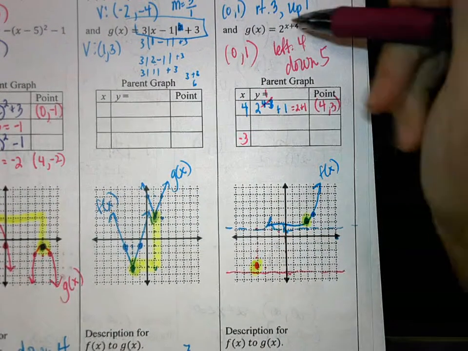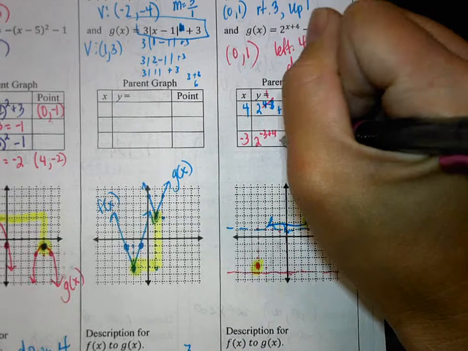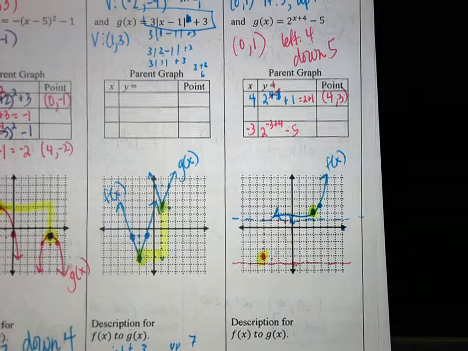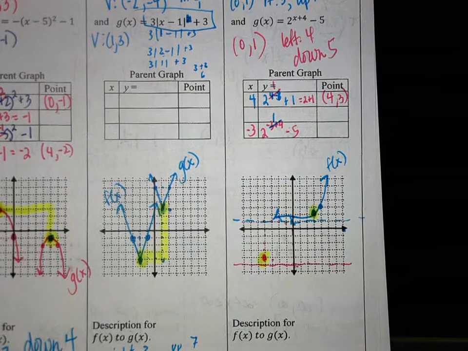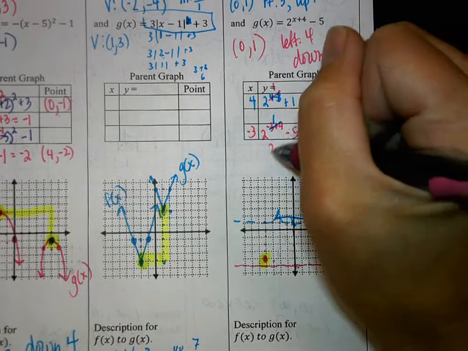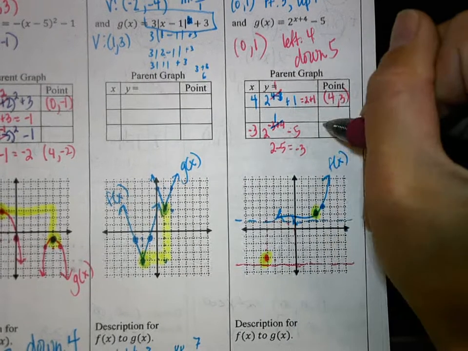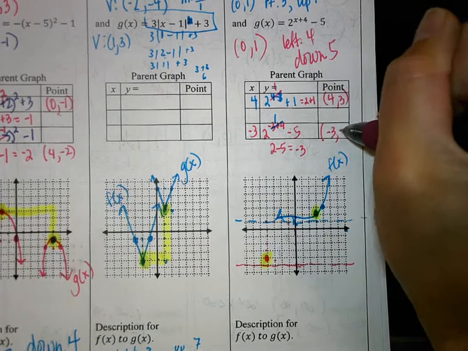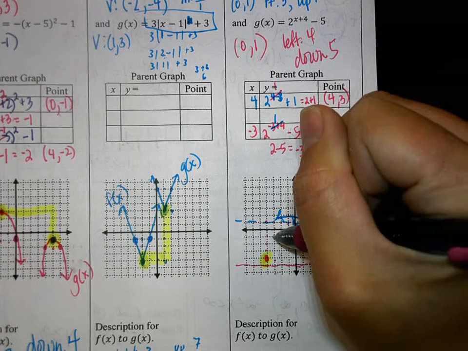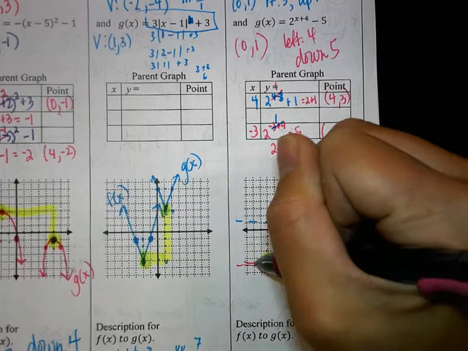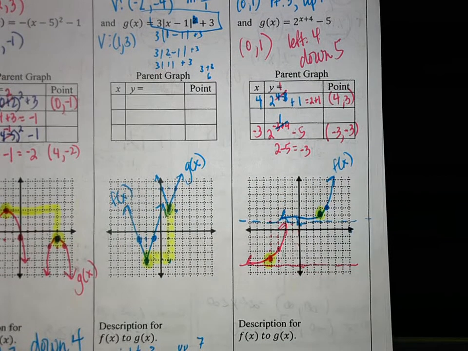So we have 2 to the negative 3 plus 4 minus 5. Negative 3 plus 4 makes what? 1. 2 to the first is 2, and 2 minus 5 equals negative 3. So this ordered pair is negative 3, negative 3. So negative 3, down 1, 2, 3. Make our exponential function. And then we need to label that as g of x.